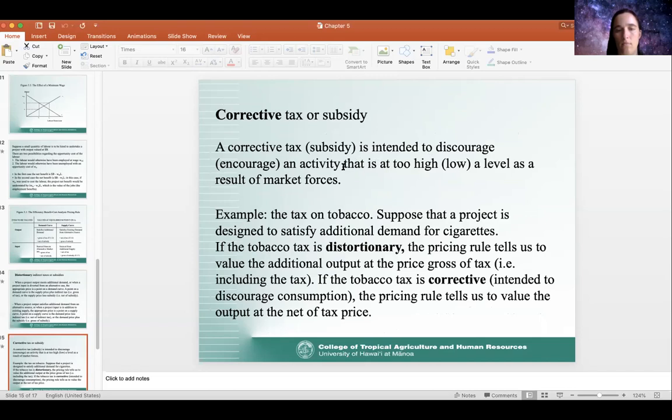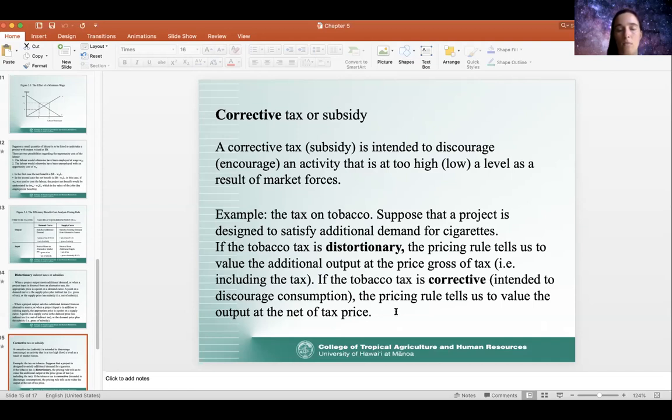So again, a corrective tax or subsidy is intending to discourage or encourage an activity that's too high or too low. Let's just look at an example. Tax on tobacco. Why do we tax tobacco? We tax tobacco because we think it has some negative pollution effects. It kills me, it kills everybody around me. So we tax it, and we think it's probably corrective because we want to discourage consumption, right?